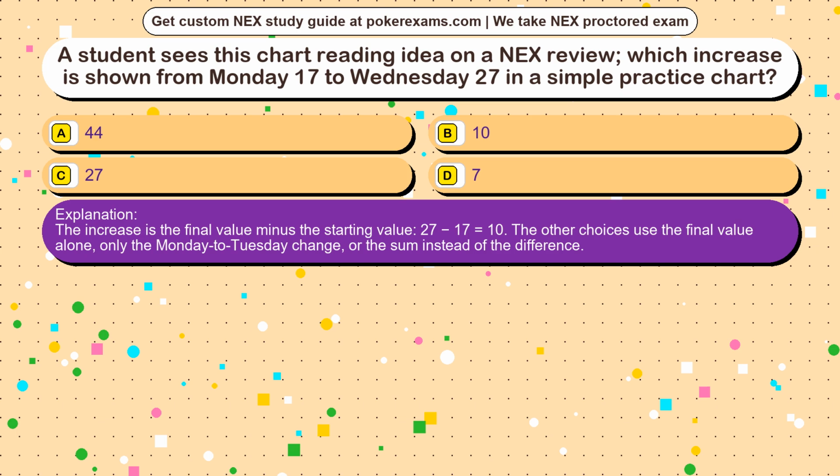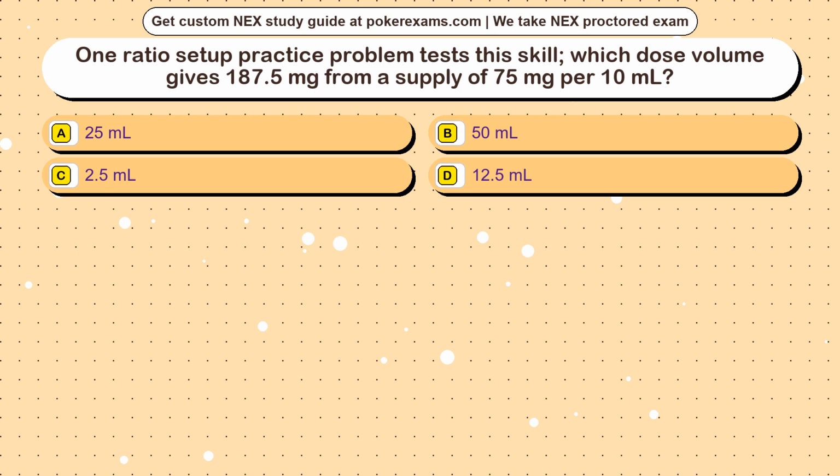Question 11. A ratio setup practice problem tests the skill. Which dose volume gives 187.5 mg from a supply of 75 mg per 10 ml? Option A, 25 ml. Option B, 50 ml. Option C, 2.5 ml. Option D, 12.5 ml.